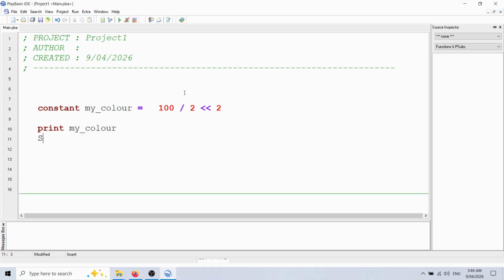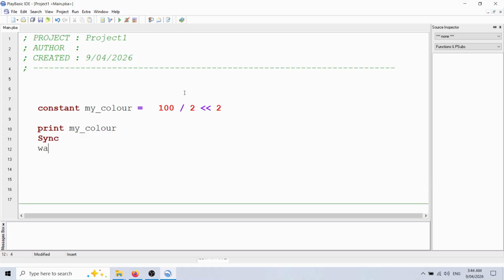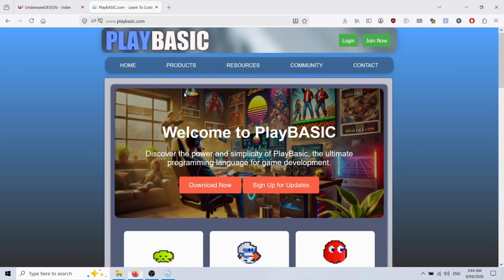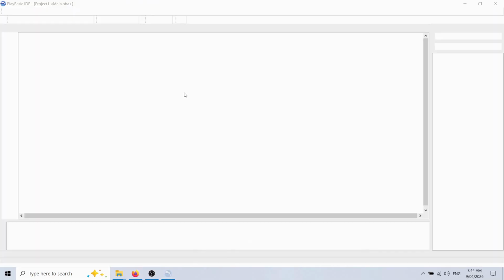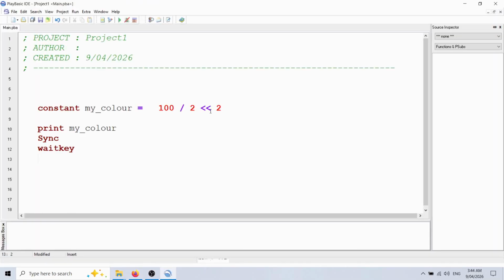Now see, from this we can infer what the order of operations is. So I'm saying it's 200. So we've got 100 divided by 2, so 50, and then shifting it up 2 bits is the equivalent of multiplying it by 4, so that's okay.